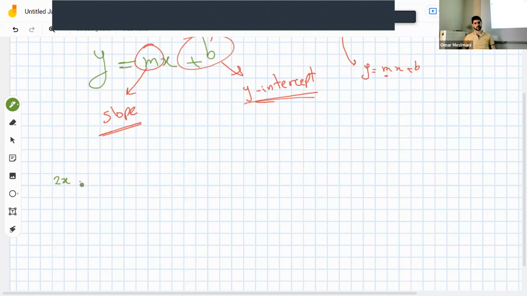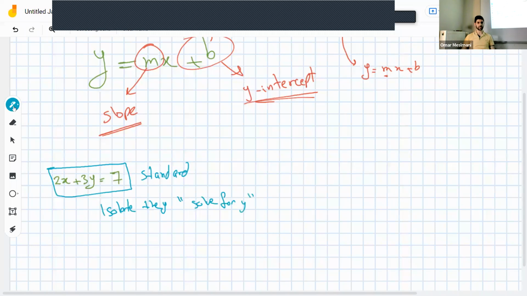Now I have 2x plus 3y equals, let's say, 7, whatever. This is what we call the standard form. Now I will take this standard form and change it to the slope-intercept form. What do I do? I isolate the y, or we can say solve for y. I will move 2x to the other side. So I have 3y equals, when you move 2x to the other side, minus 2x plus 7.